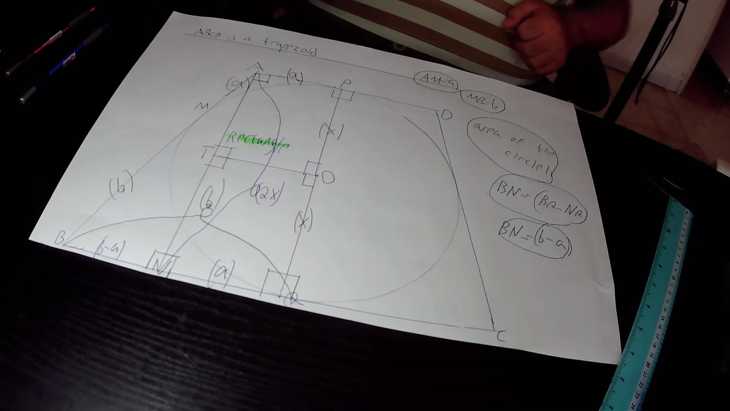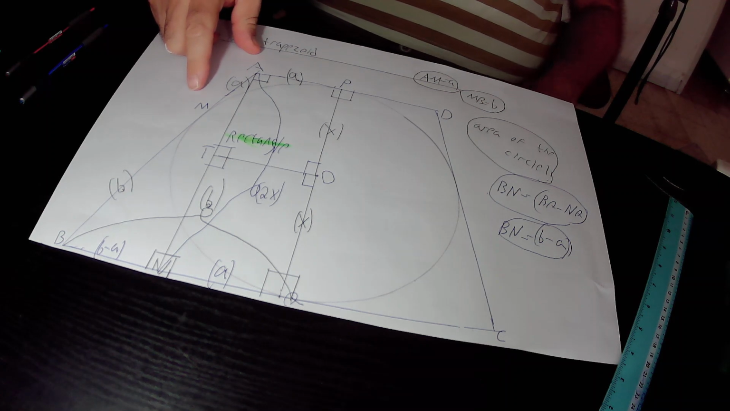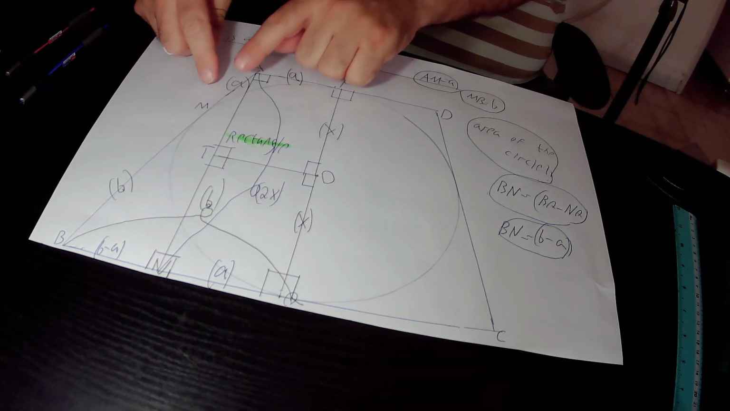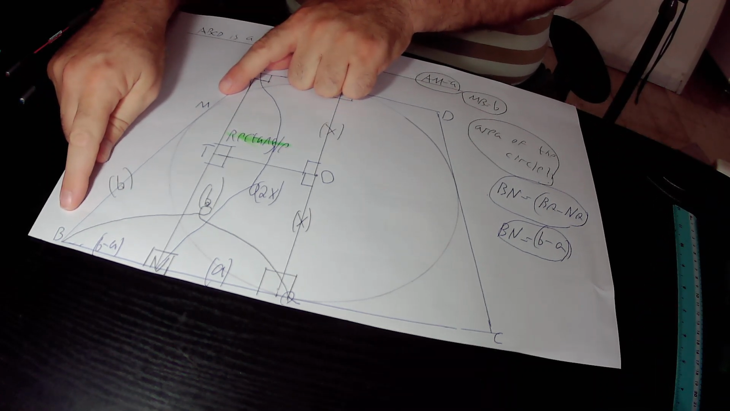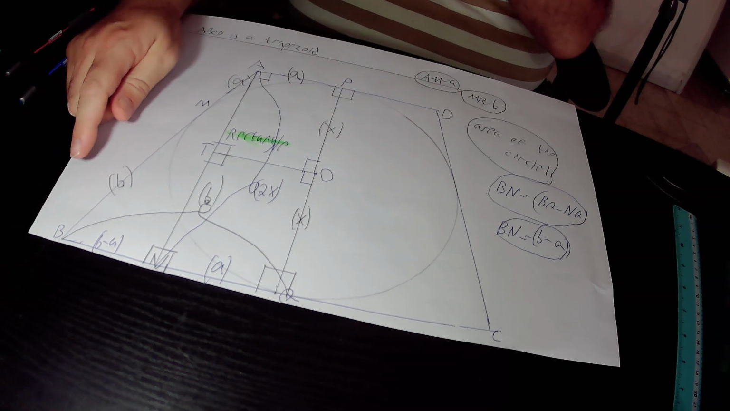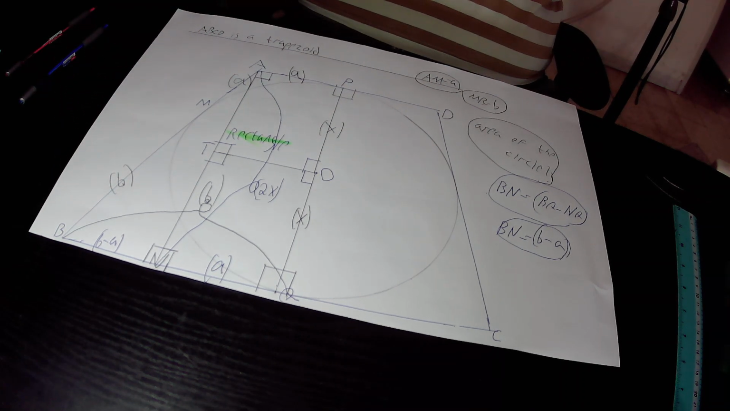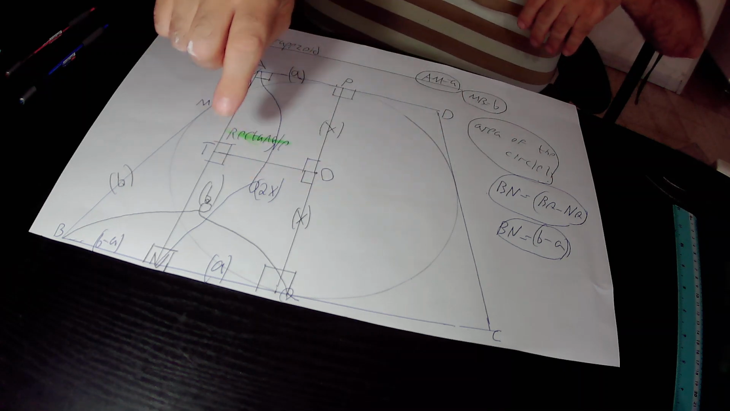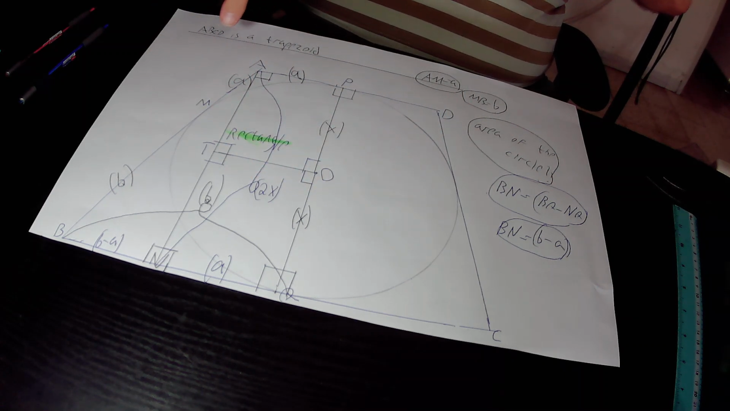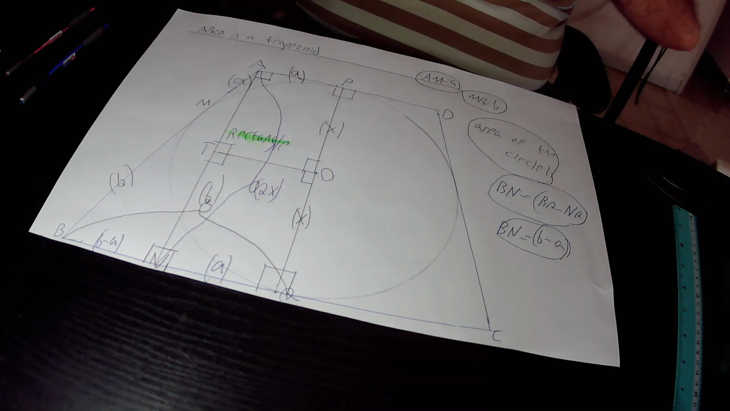In addition, we know that this is line segment AM that is equal to A units in its length. This is line segment AB that is equal to B units in its length. Again, our mission is to find out the area of this circle that is described by this trapezoid ABCD.